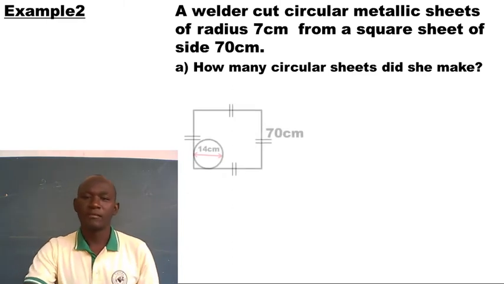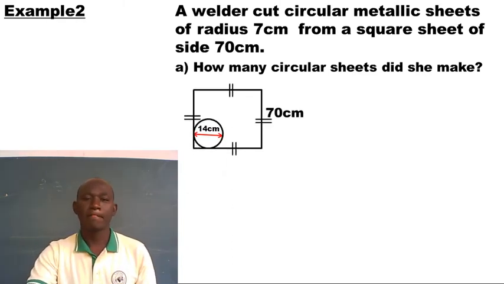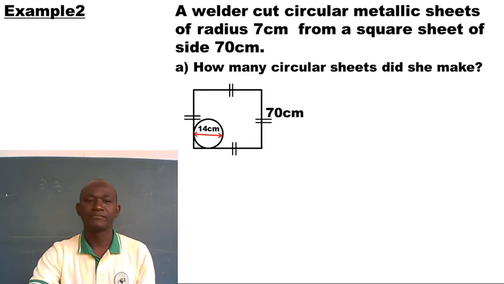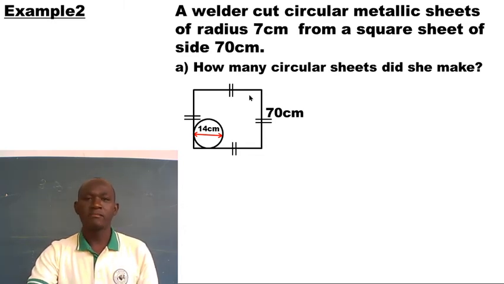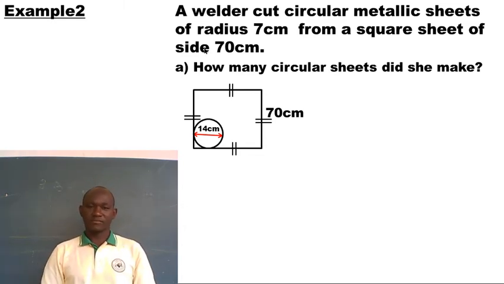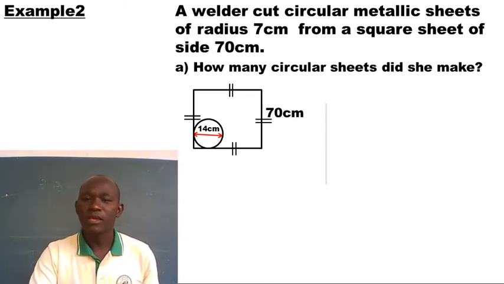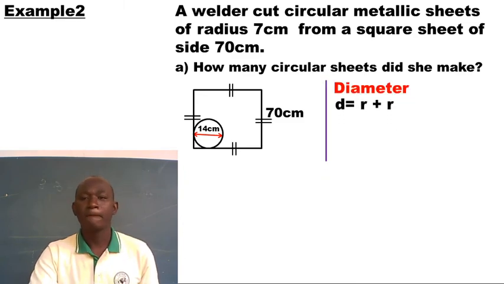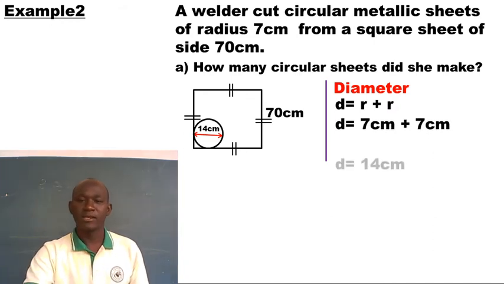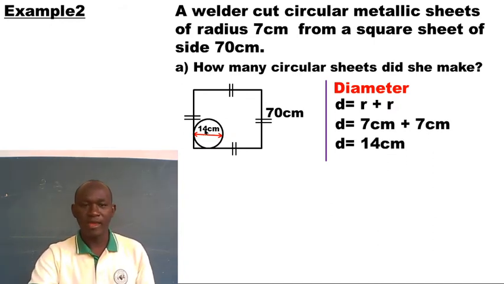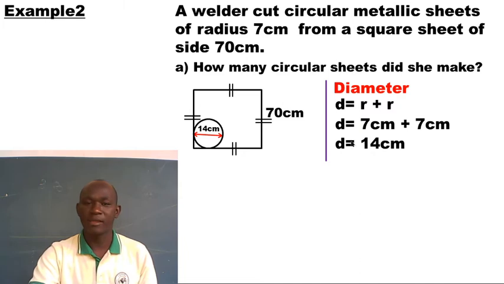So let me try to sketch. That's my square metallic sheet, and the circular part is there. Since the radius was 7, we normally deal with the diameter, because when you cut a circular sheet, it covers the diameter, not the radius. So we need to get the diameter, which is radius plus radius, 7 plus 7, giving us 14. That's why I have 14 centimeters as my diameter.